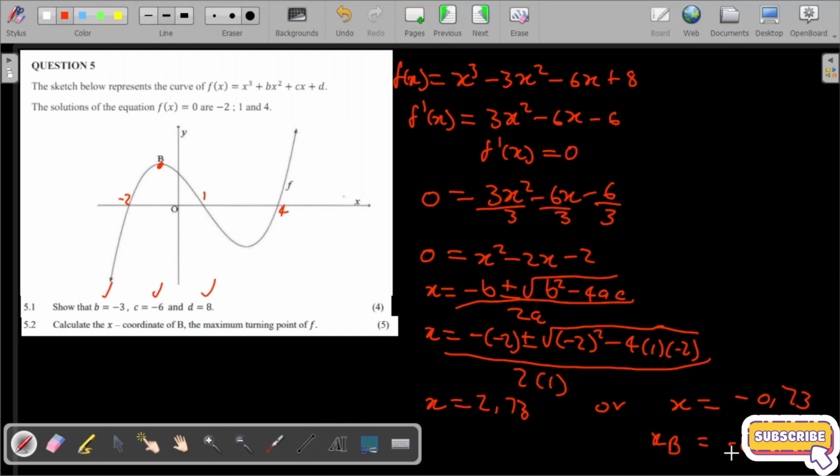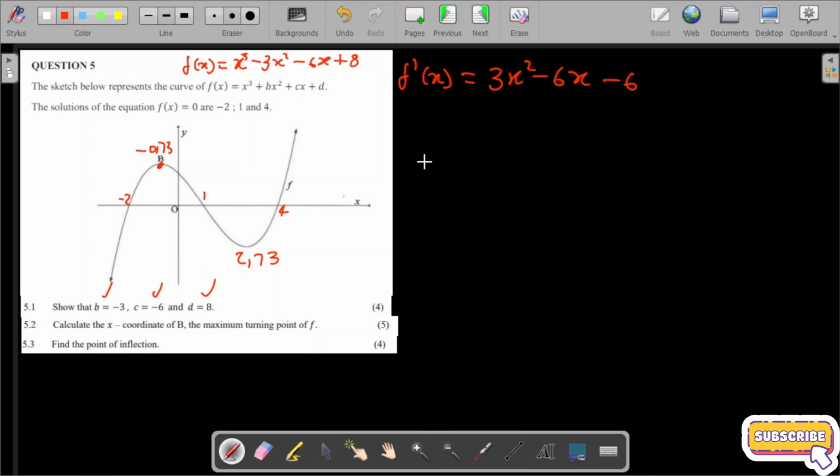Don't get confused or surprised if you get answers that are in decimal places. It's possible sometimes to get answers that are in decimal places, especially if you're dealing with turning points in the cubic. You do get fractions or points that are in decimal places.